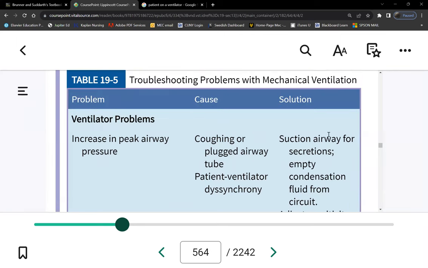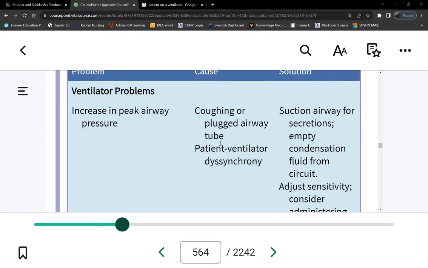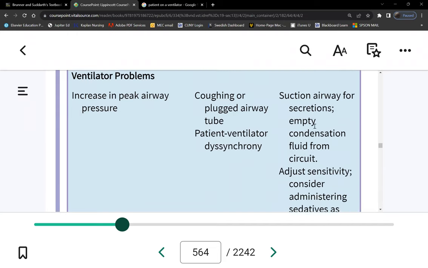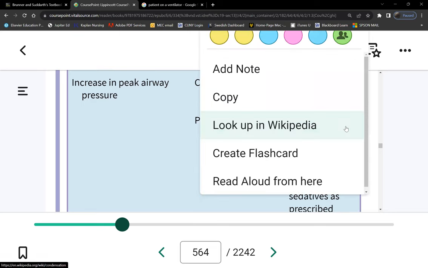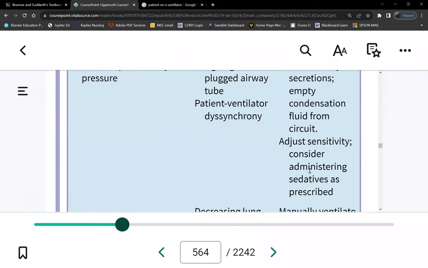So here are your actions. There's increased peak airway pressure. That means there's secretions, right? Here, or the patient's coughing, or the patient's fighting the vent. So this is what you do. Suction, empty the condensate. How do you empty again? Not what the co-workers were doing. So you disconnect the circuit, empty the condensate.